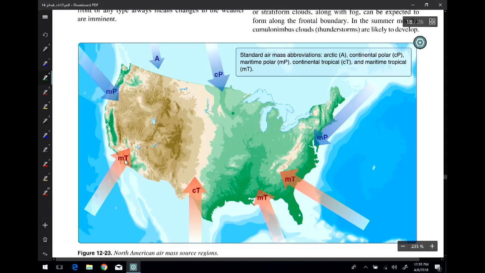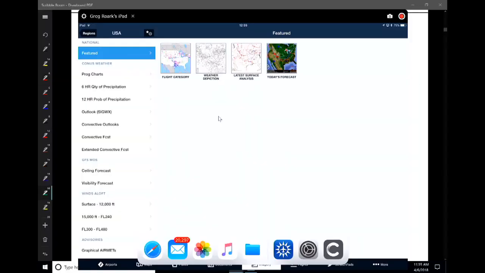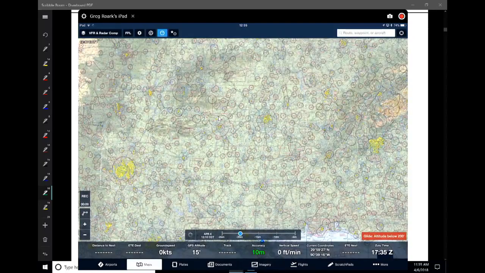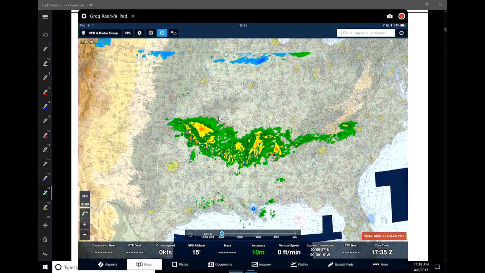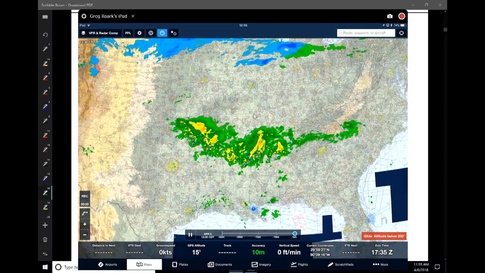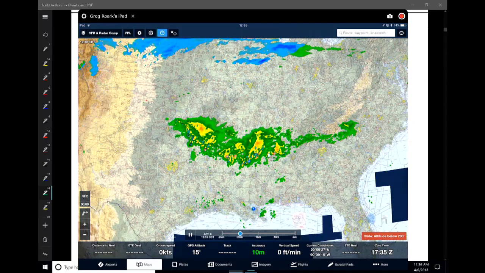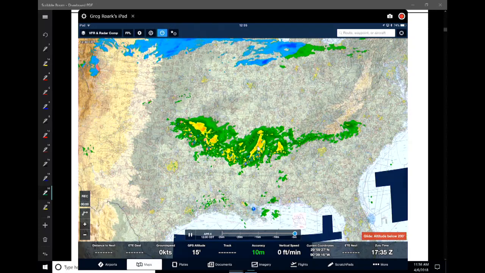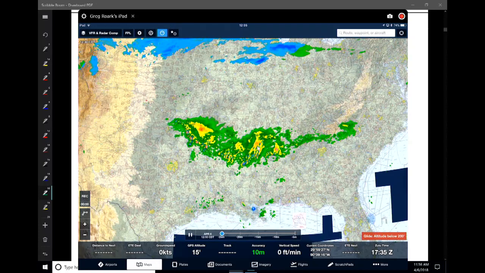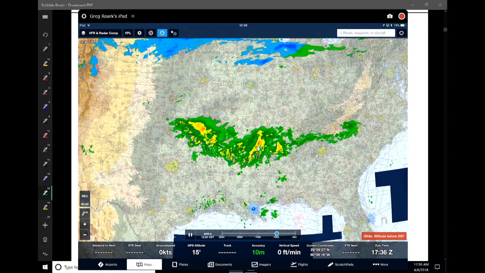So here, this is where we start having these battles. It's when this warm, moist air meets this cold air right here that creates this, where's my map? Maps, there we go. That creates this, which again is cold front, warm front, thunderstorms. So that's the end result when these things begin to happen.